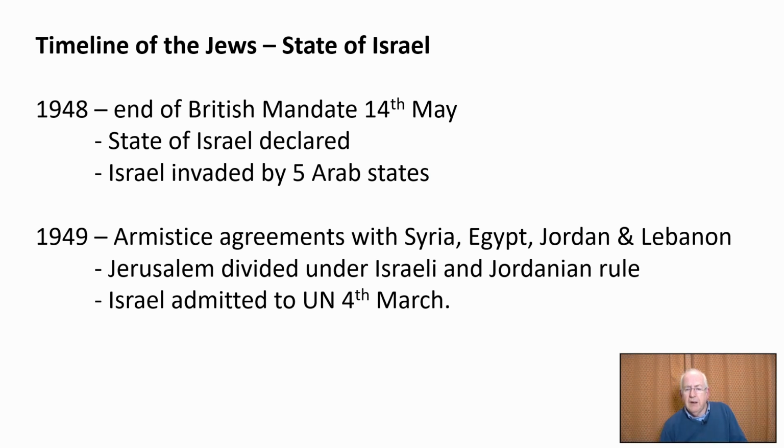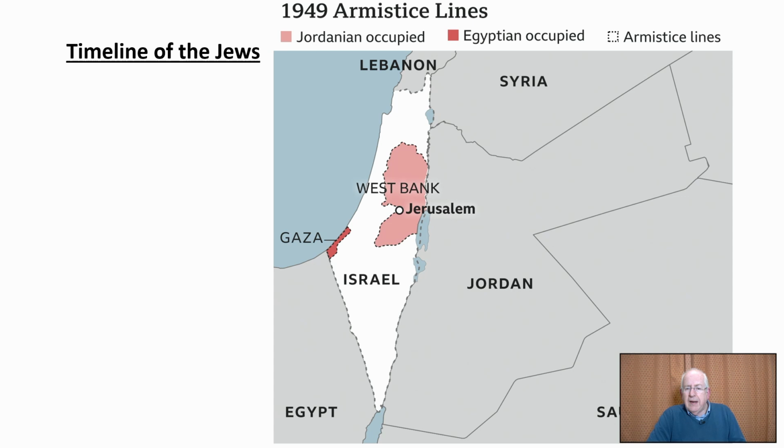And in 1949, an armistice agreement was made with Egypt, Syria, Jordan and Lebanon. Jerusalem was divided under Israeli and Jordanian rule. And Israel was admitted to the United Nations on the 4th of March. And we see in this plan here, and see this map, you can see the agreed armistice lines. You can see that Israel had made considerable gains as far as land was concerned. Egypt had occupied Gaza and was left under their control. Jordan had invaded and the land that they had invaded became called the West Bank.